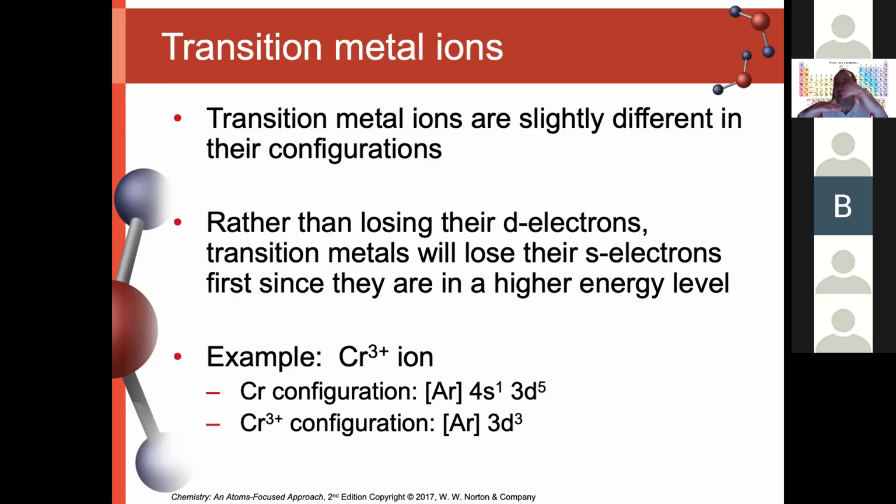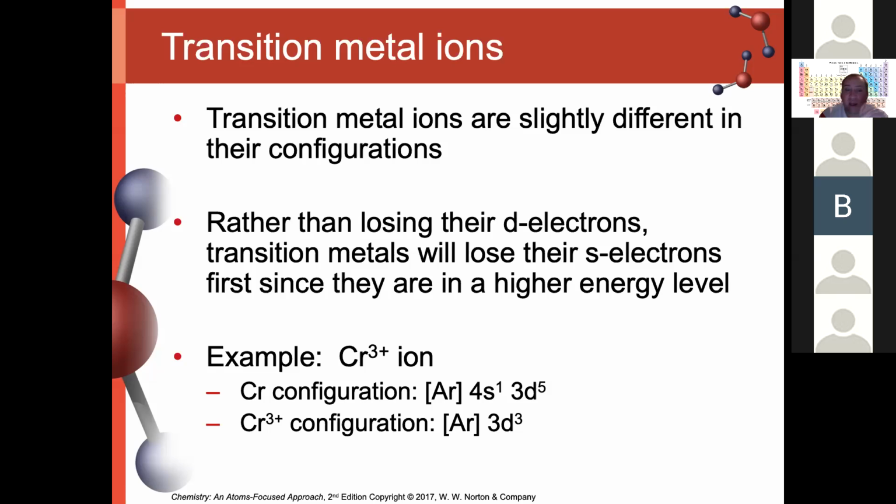But the advantage of taking away the s electrons, even though they are technically lower in energy, is that they're further from the nucleus. And since they're further from the nucleus, they're going to be easier to pull out, easier to excite and take out of the atom. So for that reason, when we are dealing with transition metal ions, we will always see that the outermost energy level loses its electrons first.